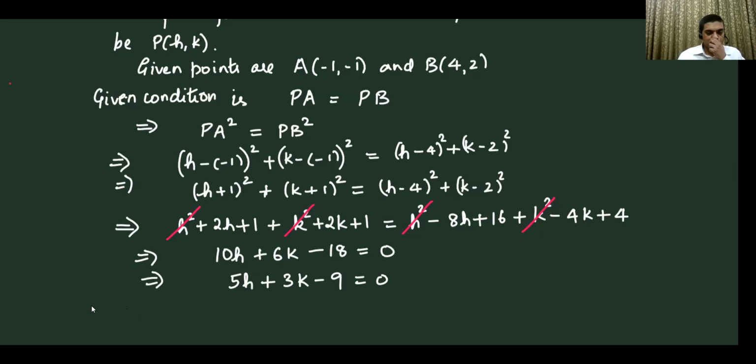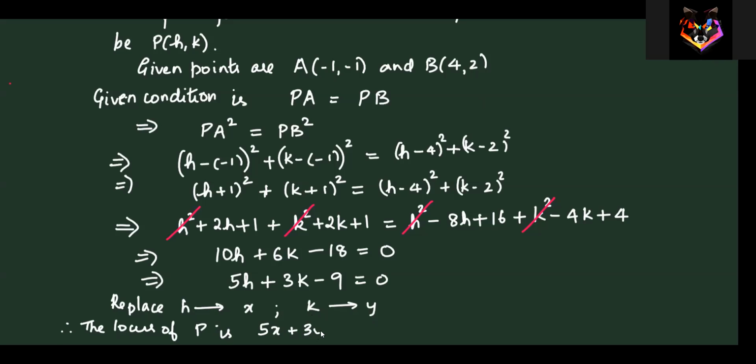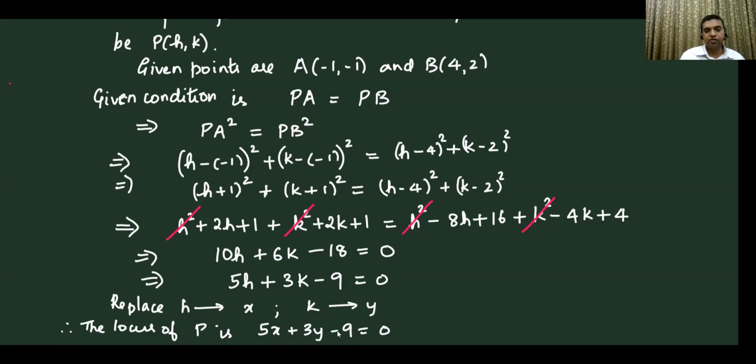Therefore, for the locus, replace h by x, k by y. Therefore, the locus of P is 5x plus 3y minus 9 equal to 0. Good.